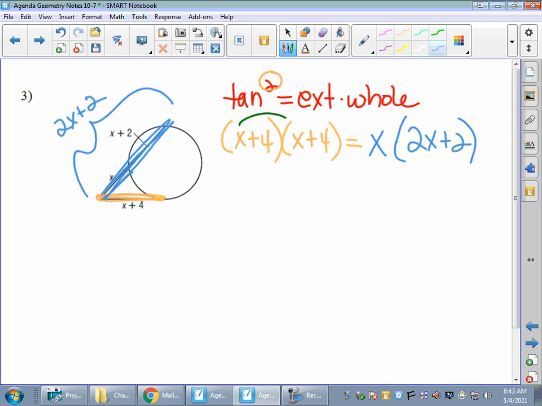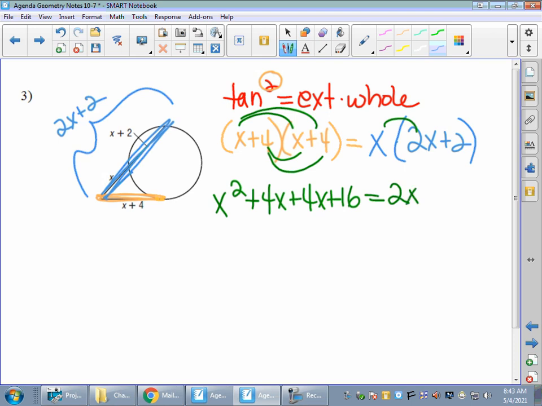So when I FOIL this out or use the line method, I get x squared plus 4x plus 4x plus 16. This side I get an x squared plus 2x. This is a quadratic, so I'm going to get my x squareds together, and I'm going to get everything on one side of the equation. So I'm going to minus x squared here. I'm going to combine these guys and minus 8x here, and I'm going to minus 16.